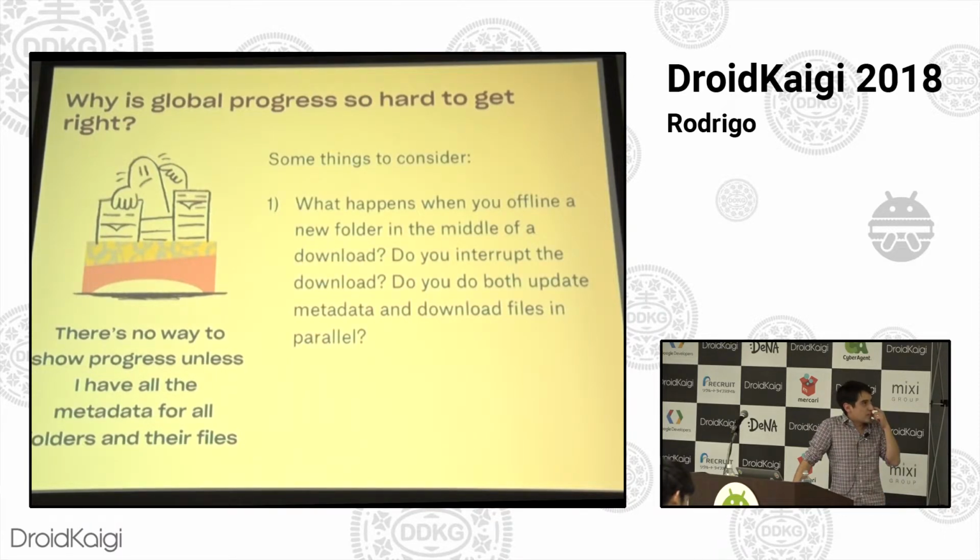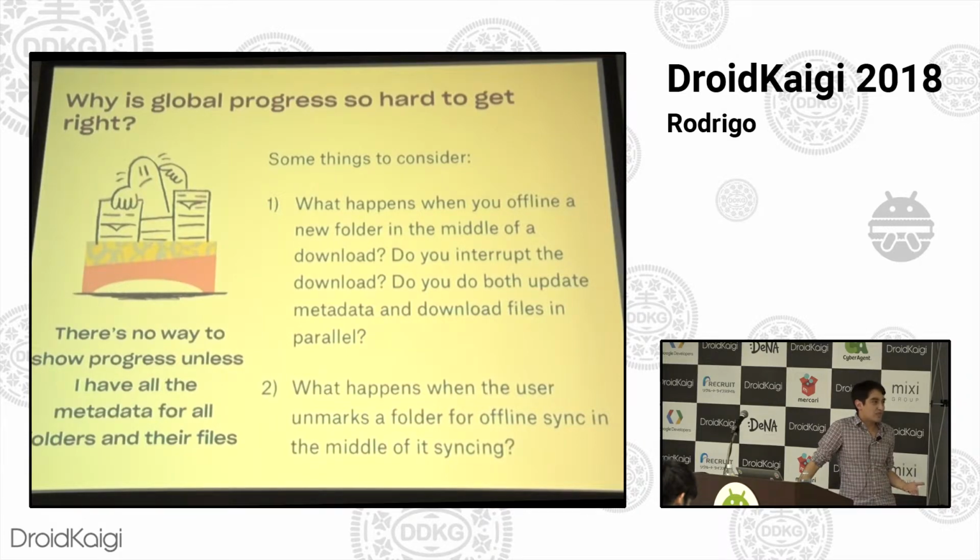So a couple of things to consider, right? What happens when you offline a new folder in the middle of a download? You're syncing, and then you mark another folder available offline. Remember our previous code, you're basically going through the list. And if you are downloading a huge folder, you're not going to notice, right? But you need to update the global progress because now there's a new folder. Do you update both metadata and download files in parallel? What happens when the user unmarks a folder as available offline? You need to remove that from the global progress. So as I said, it's a very small constraint, very small feature, but that breaks things.